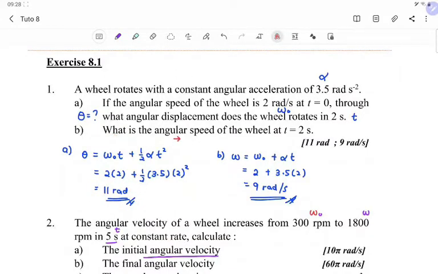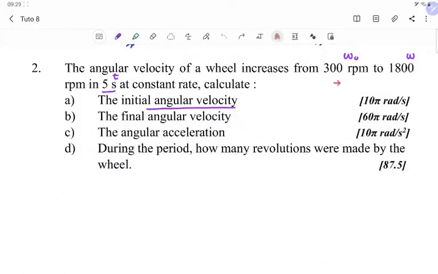And then B, what is the angular speed of the wheel at t equals 2 seconds? So this is the final angular speed. We can find it using omega equals omega naught plus alpha t. So the calculation is very similar to linear motion. It's very simple. Just change the parameters in linear motion to angular parameters. Let's look at number 2.